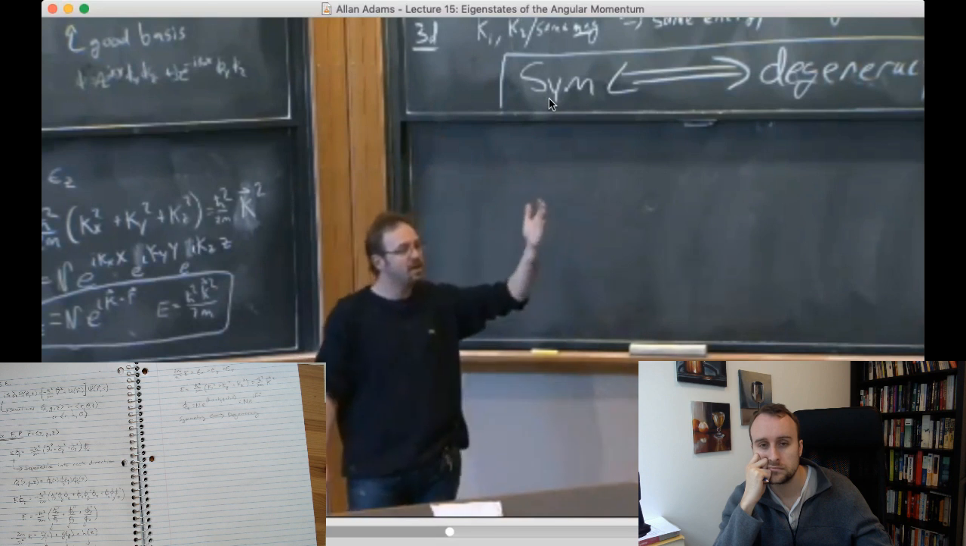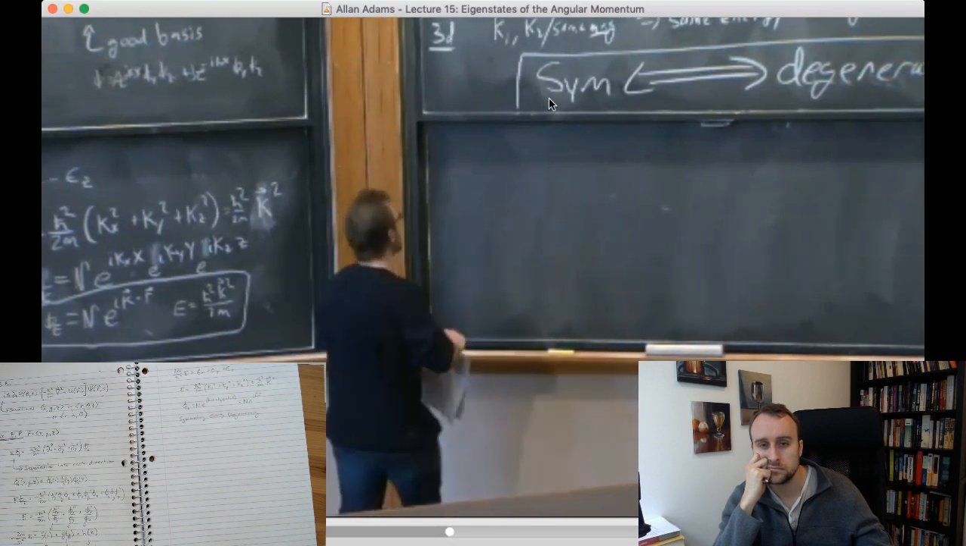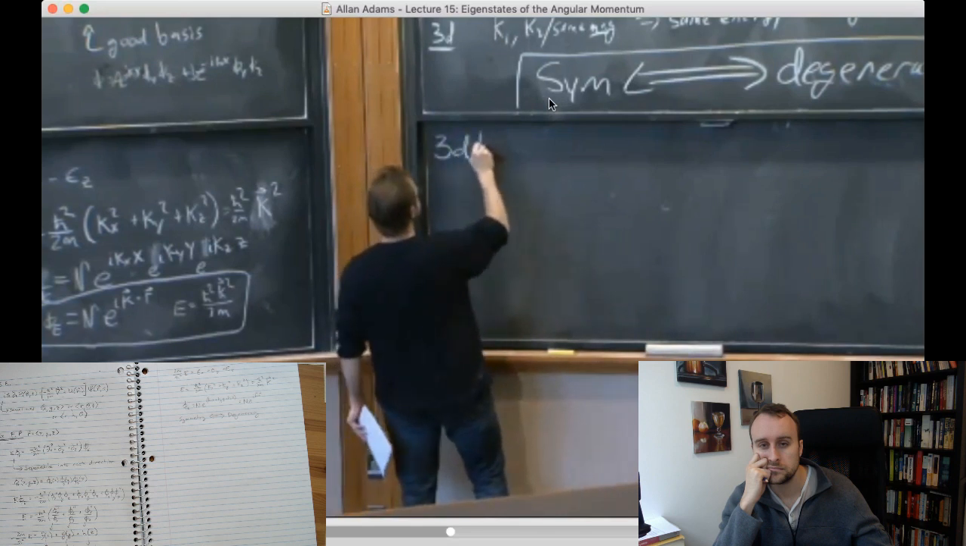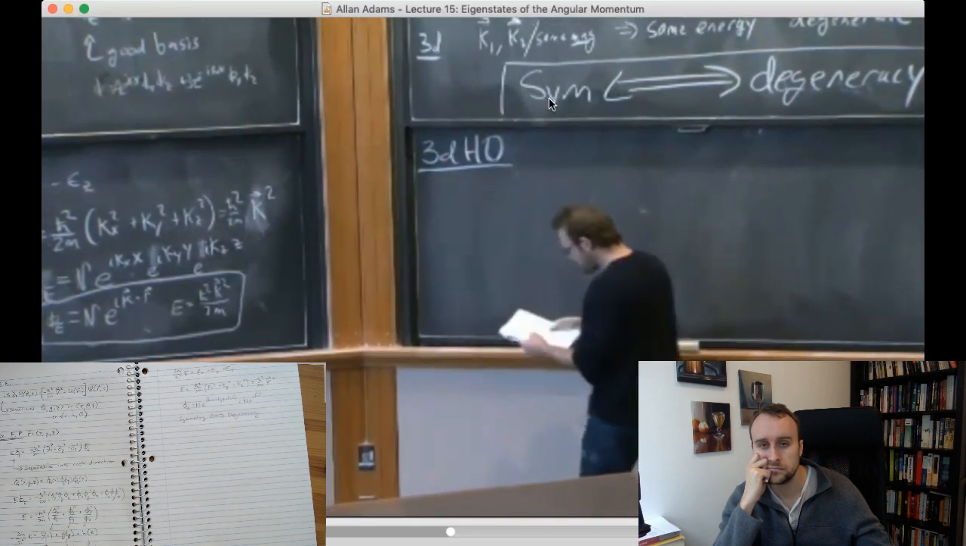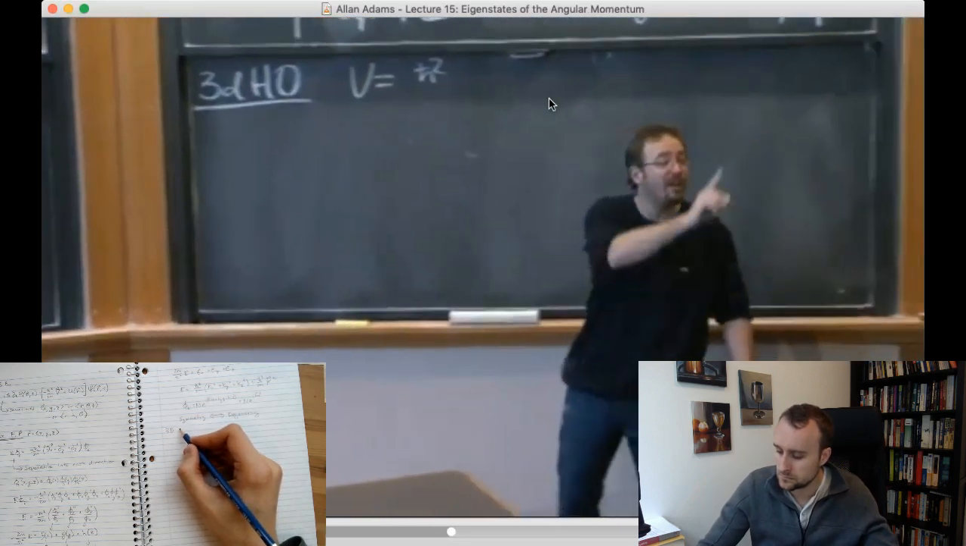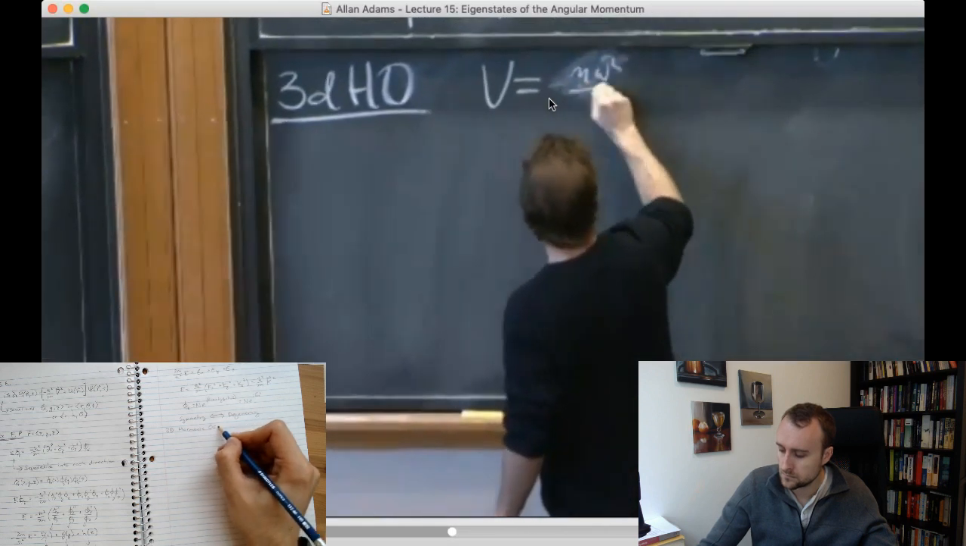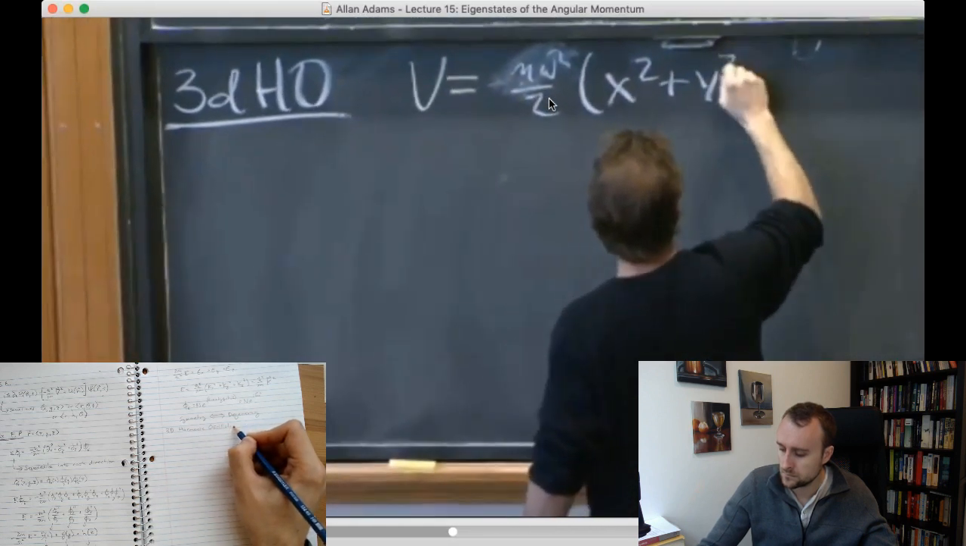What about for bound states? Are bound states non-degenerate still? Fantastic question. Let's find out. So let's do the harmonic oscillator. Let's do the 3D harmonic oscillator to check. Okay, so for fun, let's pick the rotationally symmetric 3D harmonic oscillator potential, m omega squared upon 2 times x squared plus y squared plus z squared.